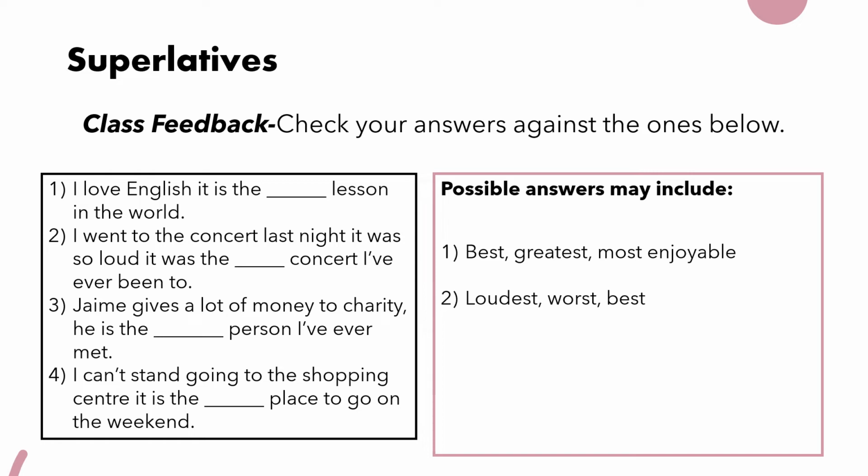Number 3. Jamie gives a lot of money to charity. He is the blank person I've ever met. So the answers I came up with were kindest, sweetest, or most caring. Again, if you've got anything that's slightly different to that, have a look, have a think, and see if it will qualify as a superlative.